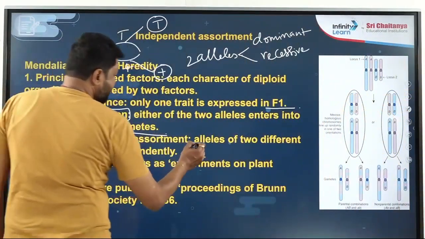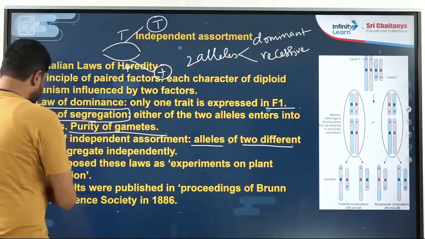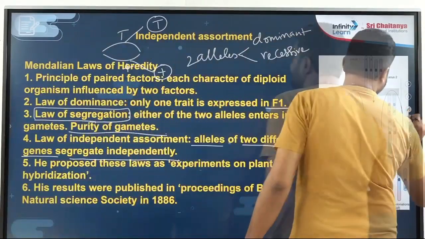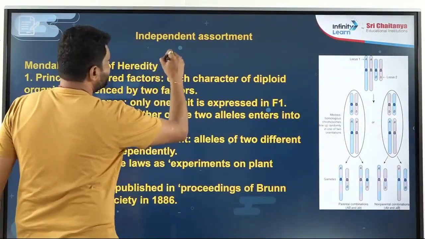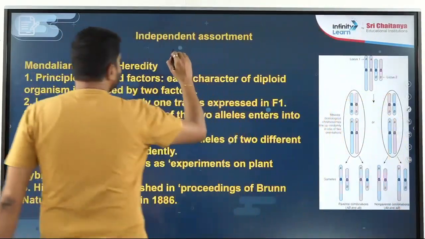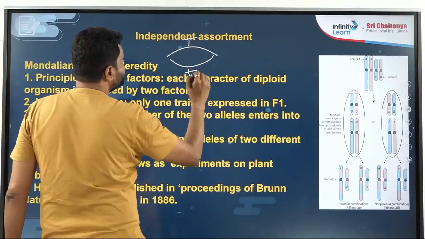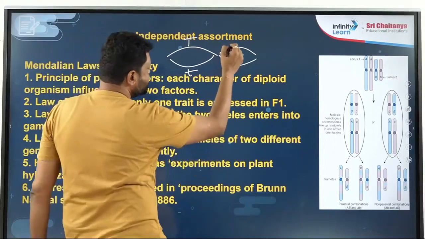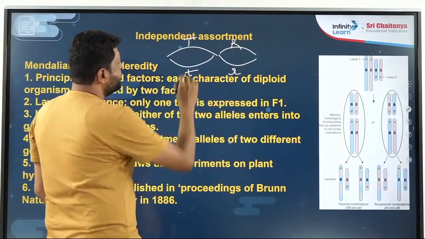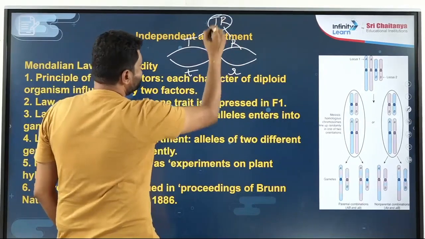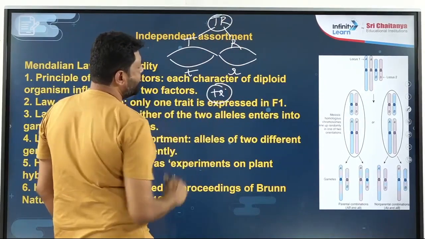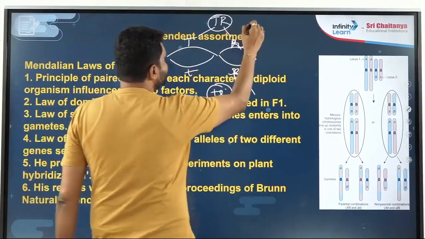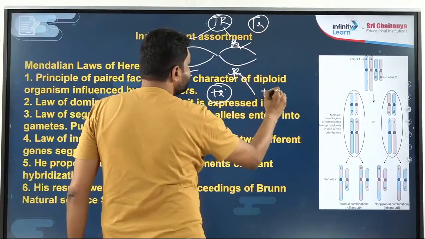Law of independent assortment: alleles of two different genes segregate independently. That's all. That's a beautiful line. So here I would like to draw a small diagram. This is one chromosome, capital T, another is small t. Capital R, small r. If I write capital R and small r, then one combination is capital T, capital R, and the other combination is small t, small r. Instead of that, it may be small r, it may be capital R. Then the gametes will be capital T, small r, and small t, capital R.